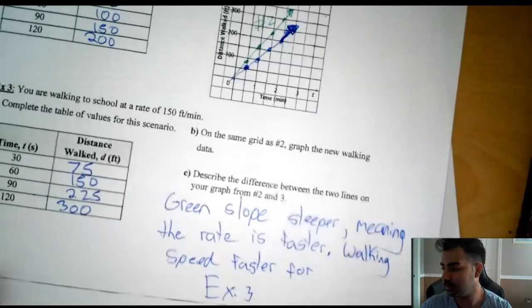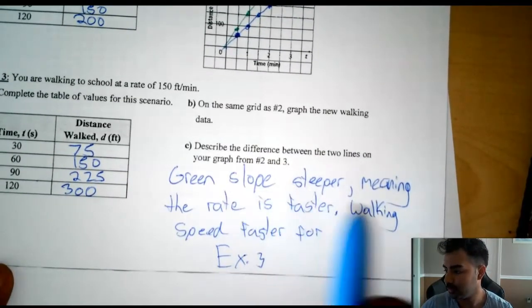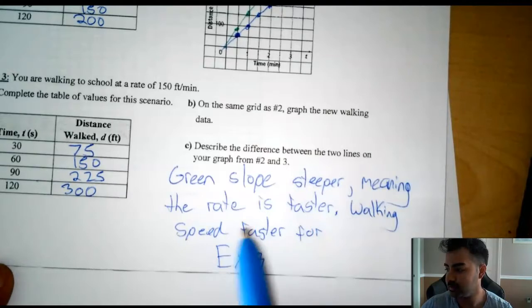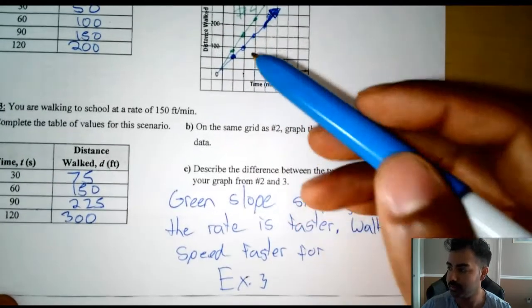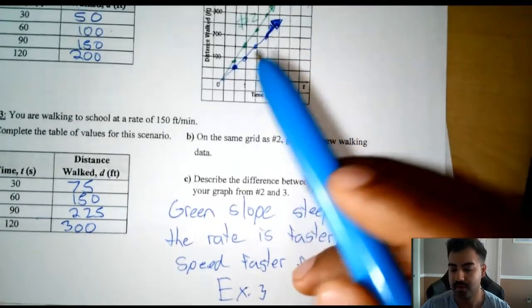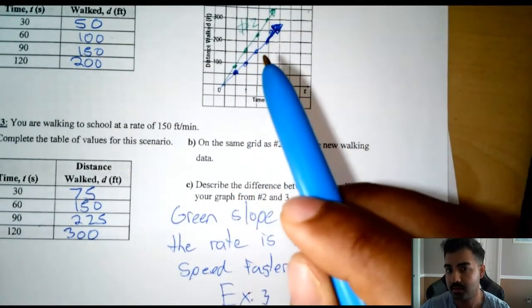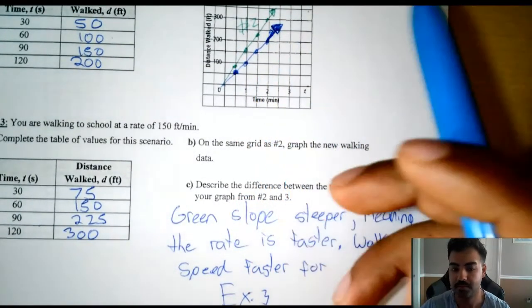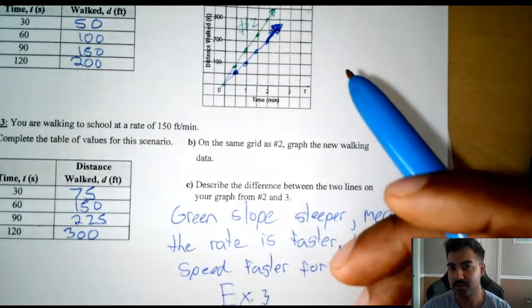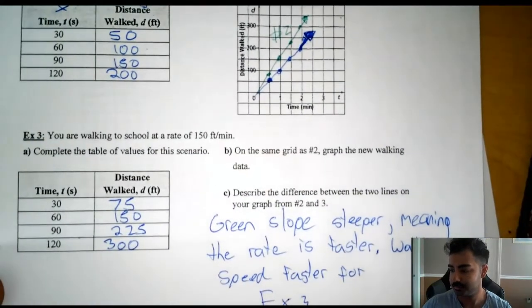Oops, you can't even see what I wrote, but here we go. Green slope is steeper, meaning the rate is faster. Walking speed faster for example 3. So you can see that the more flat it is, meaning the rate isn't changing as fast, the speed in this case is staying constant, or close to what the original speed was. All right, so let's move on to the next page.